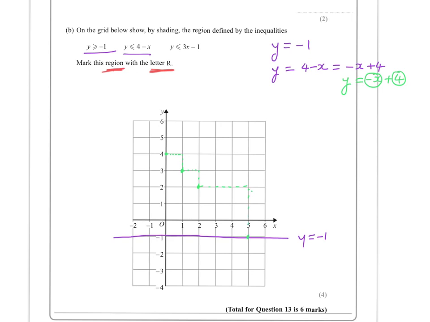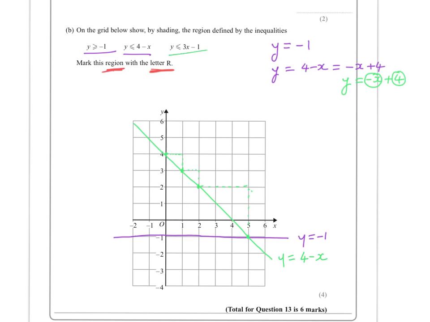I only need 2 points to plot a straight line, so I'm going to give it a try here. In fact, I'll pause the video and probably do it better while I'm not recording. So that's that one, and we'll call that y equals 4 minus x.